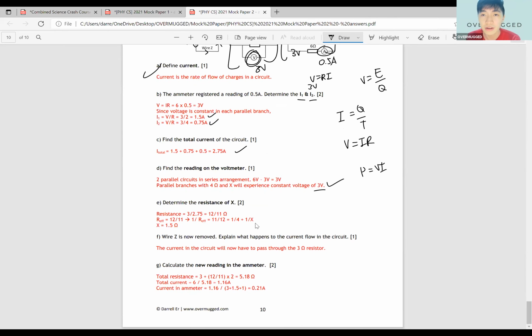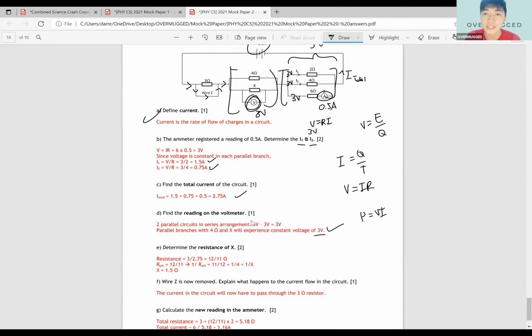Okay, for part E, determine the resistance of X. So how do we find out the resistance of X? Here, we need to kind of work backwards. So you look at the working, this is not the most common one, but I want you to recognize what's going on. Why did I take 3 divided by 2.75? 3 here is because V equals Ri, R equals V over I. The voltage I have solved in part D is 3. Current, why did I say 2.75? It's because the total current of the circuit is 2.75, right? So that would help me find the total resistance. Total resistance of what? Total resistance of the 4 ohm plus the X.